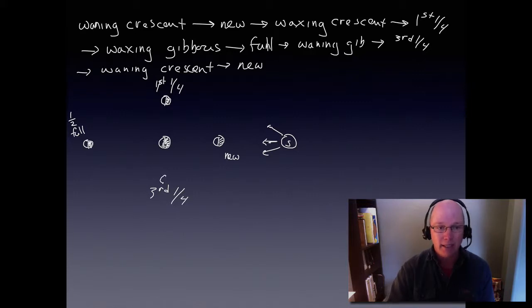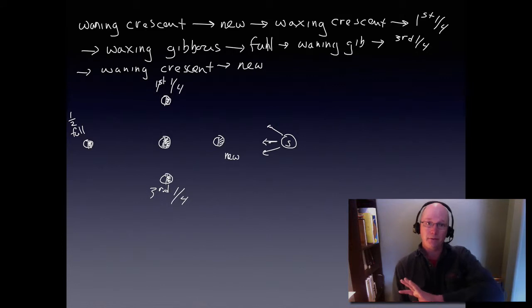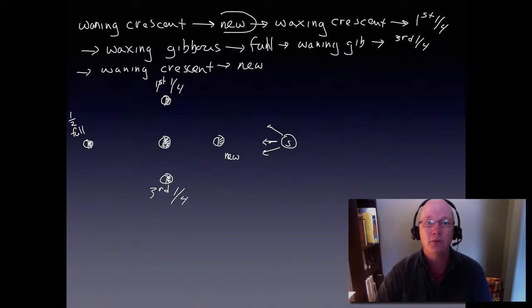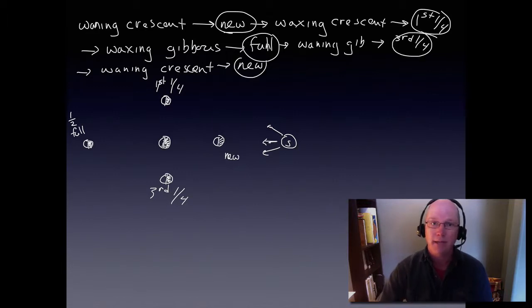Down here, again, I want to see half the moon lit. That's the only place I can see half the moon lit, so that has to be third quarter. So those are the four easy ones, right? That tells us how the cycle goes. So that gets us our new moon, our first quarter moon, our full moon, and our third quarter moon, and then back to new. So we just have to fill in these waning and waxing gibbous and crescents.